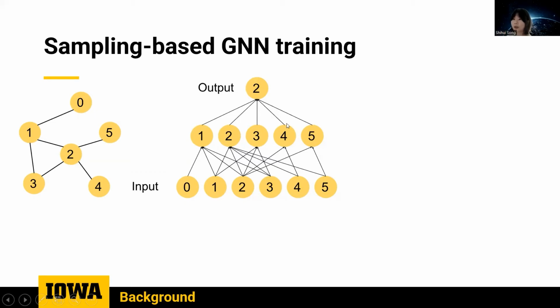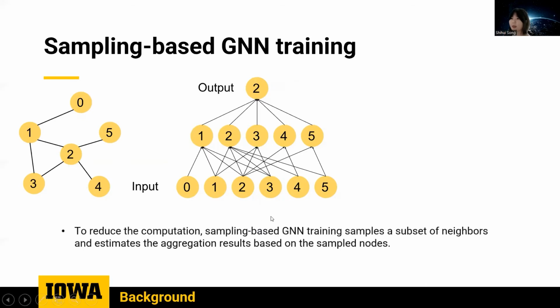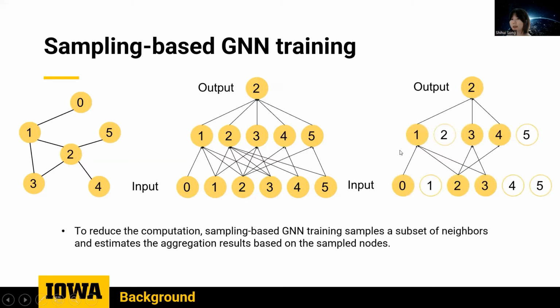Therefore, we need to reduce the computation by using sampling-based GNN training. The idea is to sample a subset of neighbors and estimate the aggregation results based on the sampled nodes.